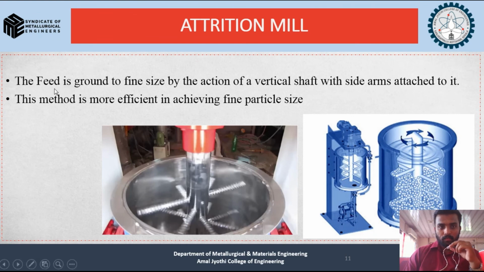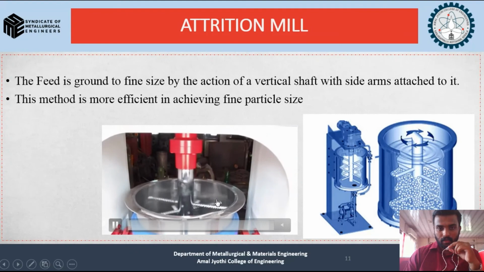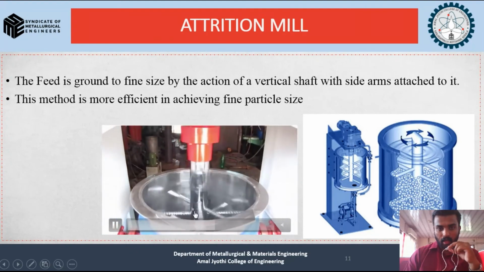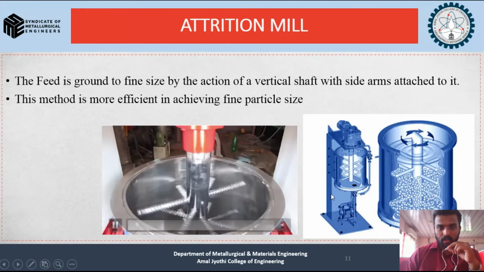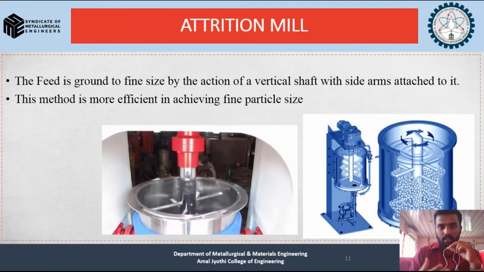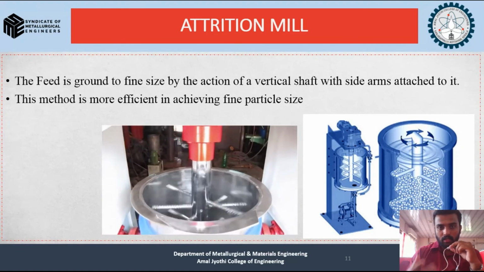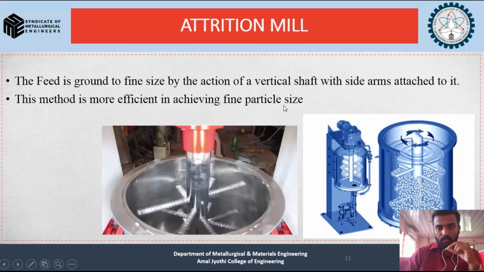So we approach the last mechanical operation, the attrition mill. The feed is ground to fine size by the action of a vertical shaft with side arms. From this video it is clearly understandable: we have a shaft here with certain side arms, and we are enhancing the particle to be finely crushed or ground into the final particle. This method is more efficient in achieving fine particle size.